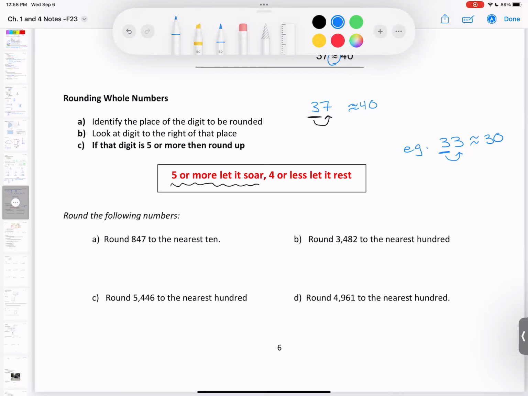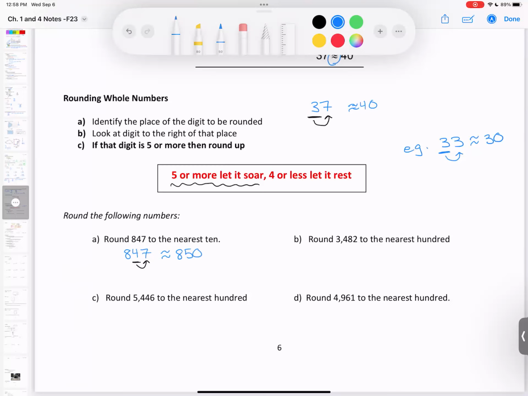Okay, so if we have 847 and we want to round to the nearest 10, well, let's start by underlining that position. So the 10's position is here at the 4. That means we want to look at the position to the right, so at that 7. Okay, 7 is 5 or more. So let it soar. In other words, that 10's position is going up. We're going to round up to 850.